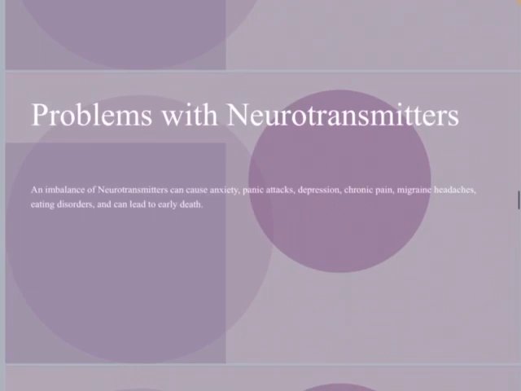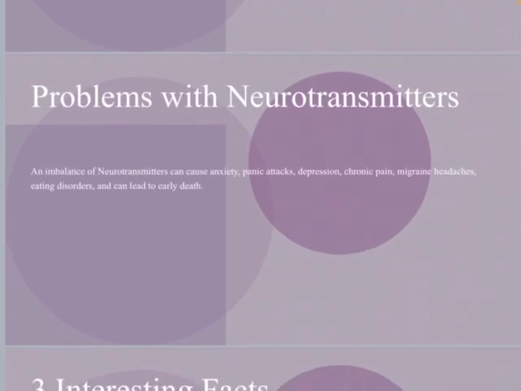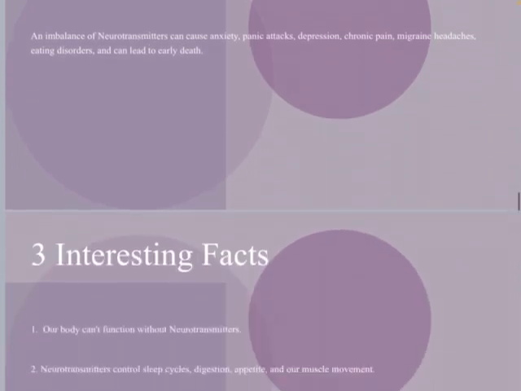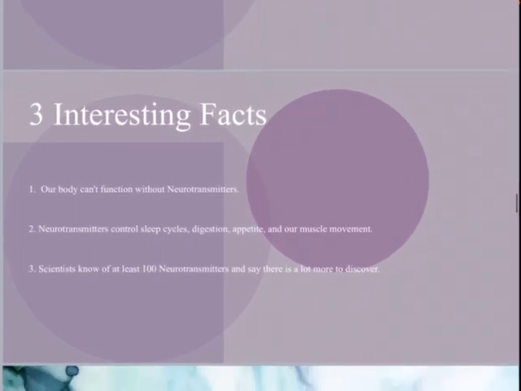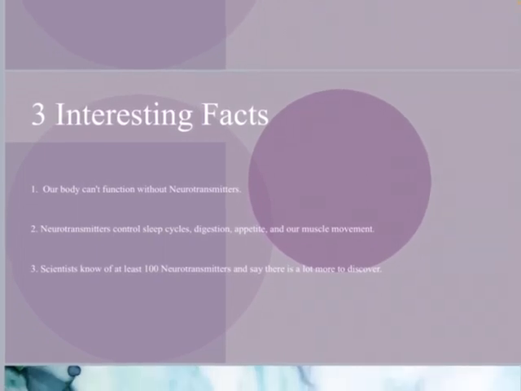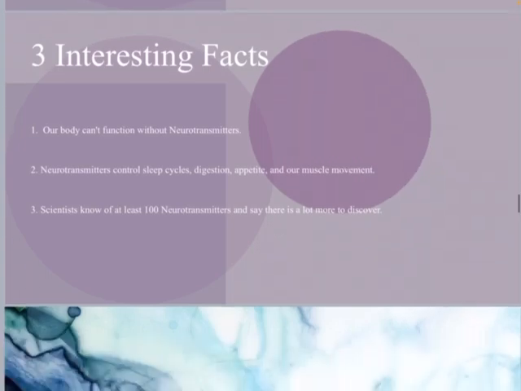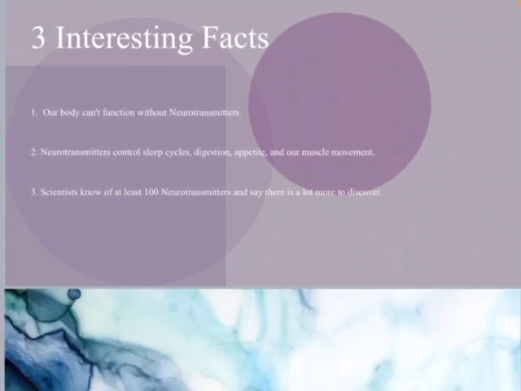Problems with neurotransmitters. An imbalance of neurotransmitters can cause anxiety, panic attacks, depression, chronic pain, migraine headaches, eating disorders, and can lead to early death. 3 interesting facts. Our body can't function without neurotransmitters. Neurotransmitters control our sleep cycles, digestion, appetite, and our muscle movement. Scientists know of at least 100 transmitters and say there's a lot more to discover.